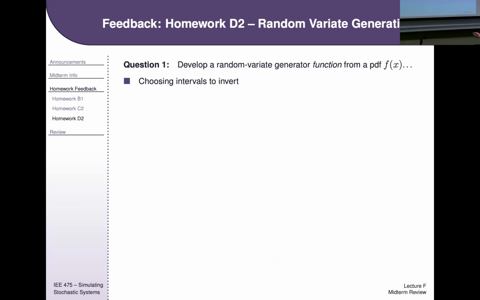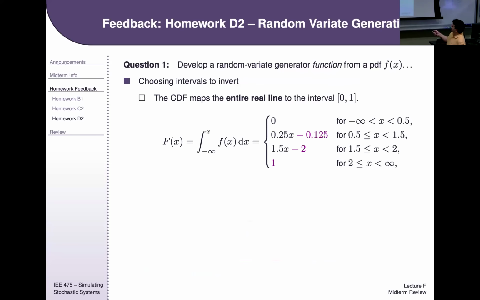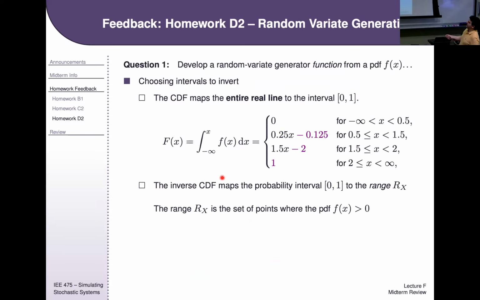Then inverting. So choosing intervals to invert, that's an issue. Remember, the CDF maps the entire real line to the interval 0 to 1, but you don't have to invert the entire real line. You only have to invert those rows that are non-constant, so these inner two rows. So the inverse CDF maps [0, 1] to the range of x. The range of x is only the points where the probability density function is greater than 0, which are only the rows where the CDF is non-constant, which are just these two in the middle here.